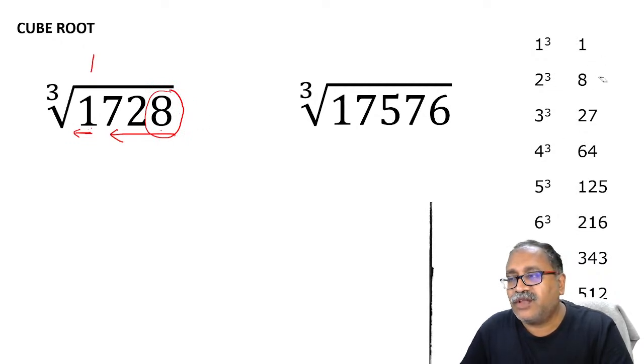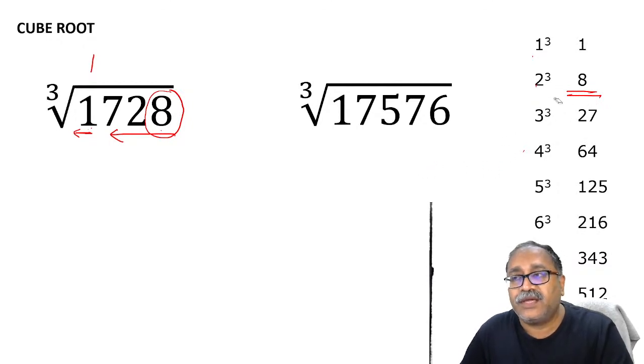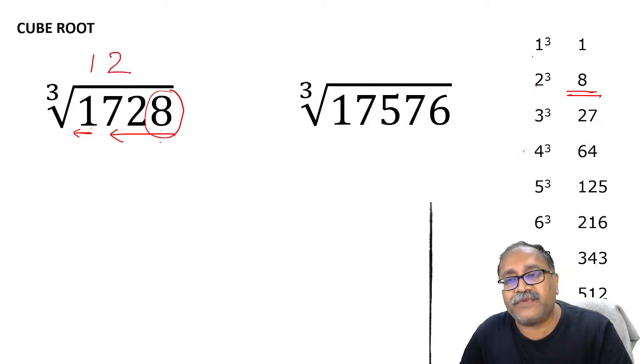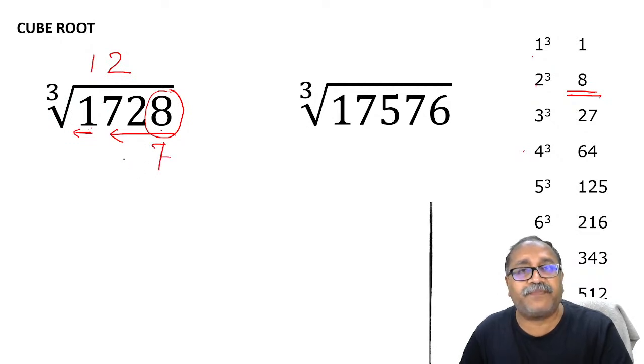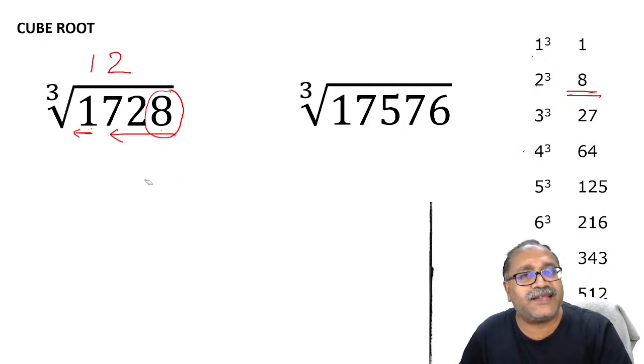Please see in how many cases you get the 8: 1 cube, 2 cube, 3 cube, up to 9 cube. I wrote all the digits' cubes here. In which case do you get 8 as the unit digit? In case of 2. So obviously my last number has to be 2. You may ask, what if this number is 7? How do I get the approximation? Please join Unacademy. There we will discuss all these things in detail.